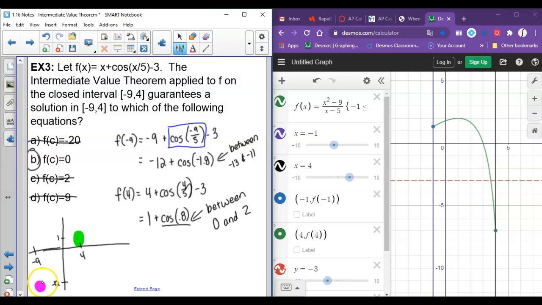So you're going from here to here. So you can see that -20 would be way down here. 2 would be right at the upper limit right there where it can't reach, and 9 would be up here. So 0, that x-axis, would have to be the line that you would have to cross.